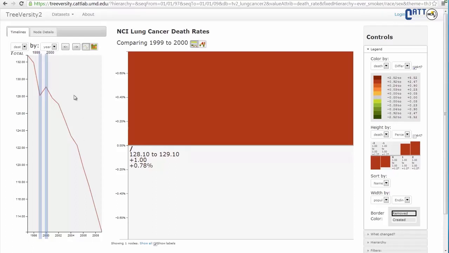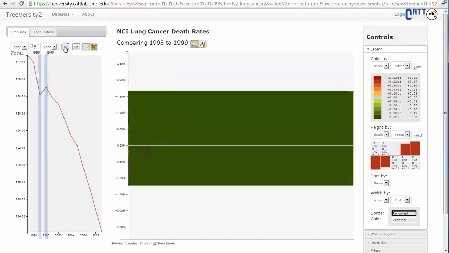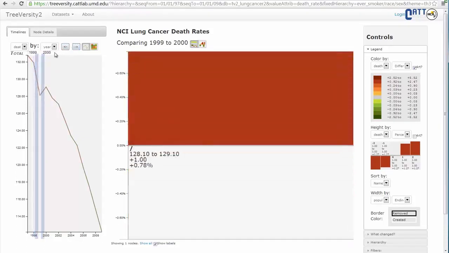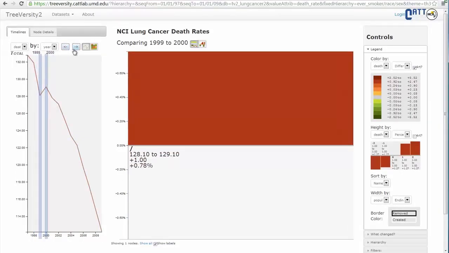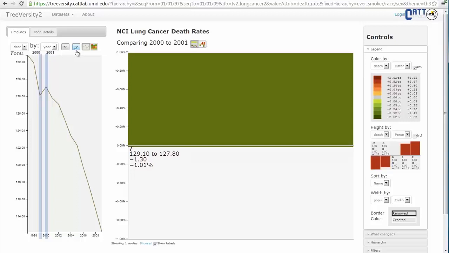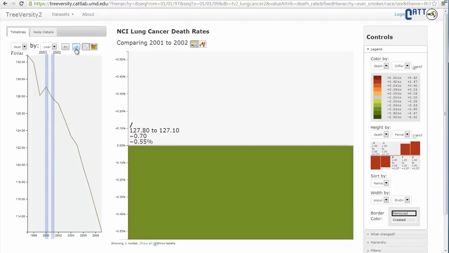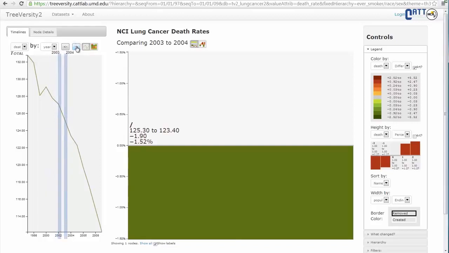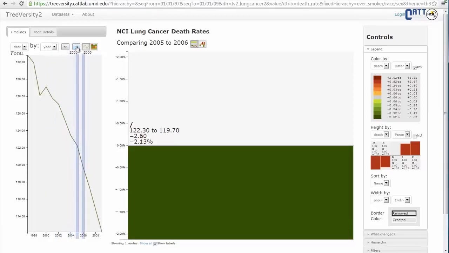Here on the left side, we can see a timeline that shows that the rate has been constantly decreasing over the years. Although between the years 1999 and 2000, there was an increase of 1 point in the rate, that is a 0.78% increase. As we keep moving to the next years, we see that the overall rate is actually decreasing, with increases of less than 2%.